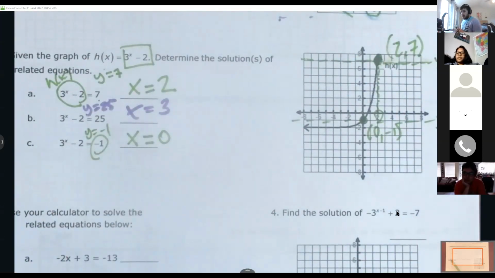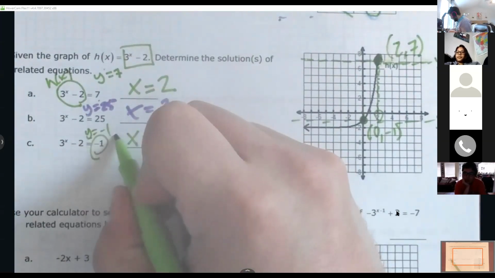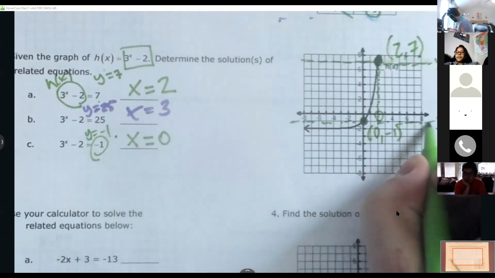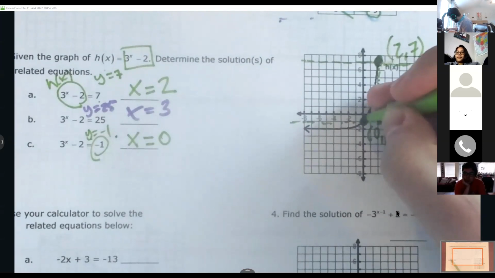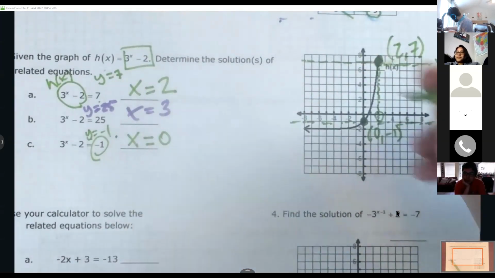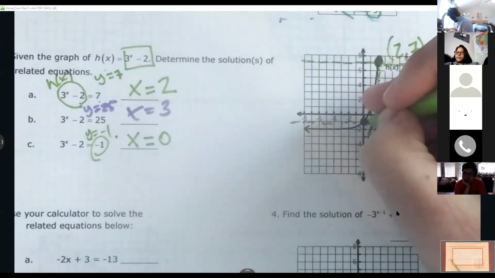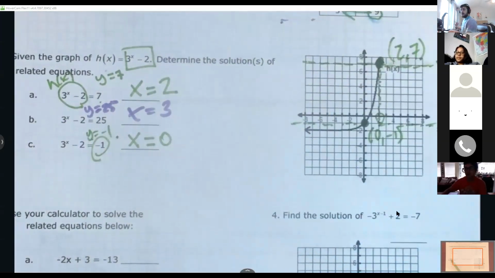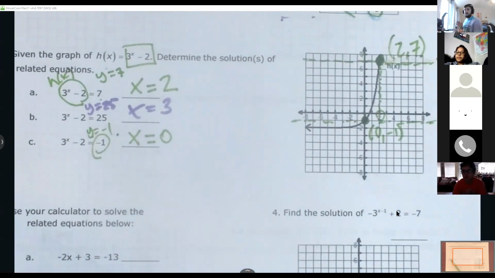Wait, how did you get 0? Oh, how did I get 0? So this was y equals -1, that's what they gave us. So that's a -1 for y, down here. Then I look for where the graph crosses that line I just drew. I follow the graph, it crosses right here, and that's x equals 0.